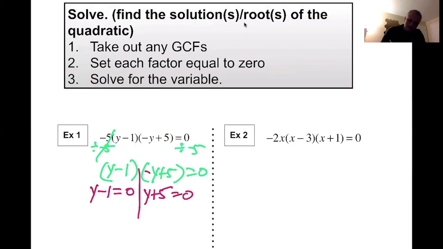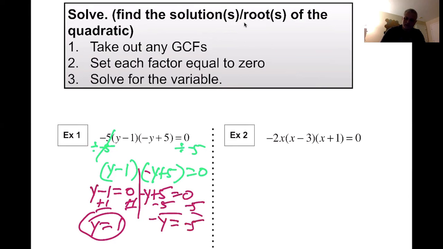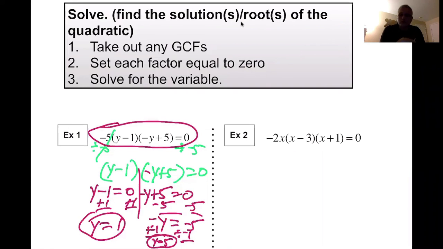Okay, so let's erase this guy. Let's get my negative back in here like they're supposed to. All right, so let's solve. Let's solve both of these. I'm going to add 1. So y equals 1. There's one solution. -y plus 5 equals 0. So I can subtract 5 if you wanted to do that. Then divide both sides by -1. That's a -1, by the way. So I get y equals 5. So our solutions for example 1 are y can equal 1 or 5. Okay, y equals 1 or 5.